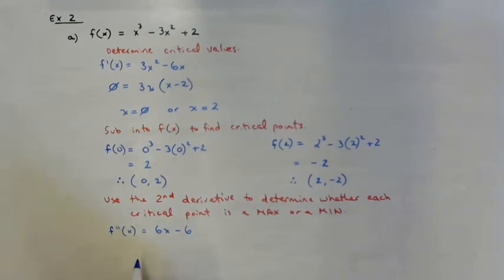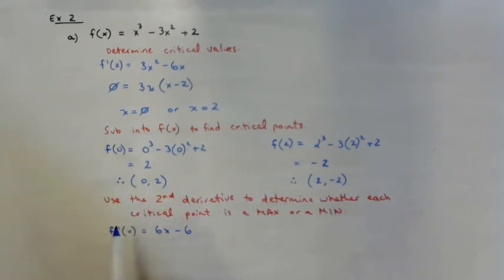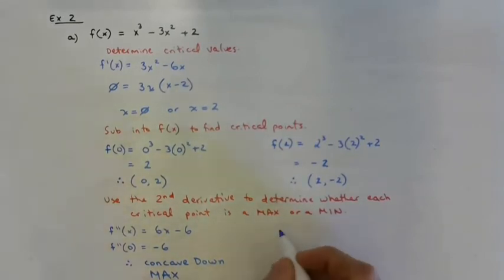And then I'm just going to sub in our x values to see if we have a negative, which would be concave down, or a positive, which would be concave up. So for f double prime of 0, we end up with negative 6. Therefore, concave down. If it's concave down, then it is a max, a local max.